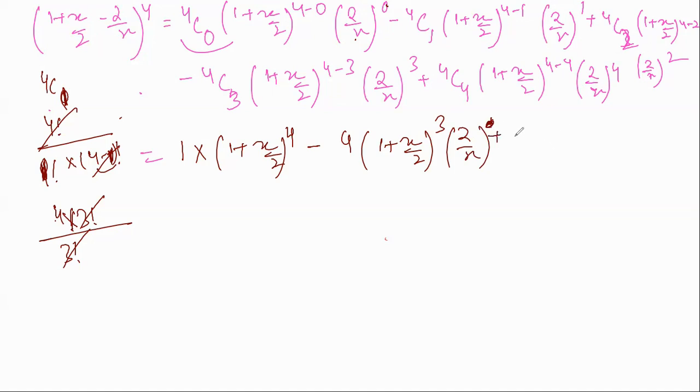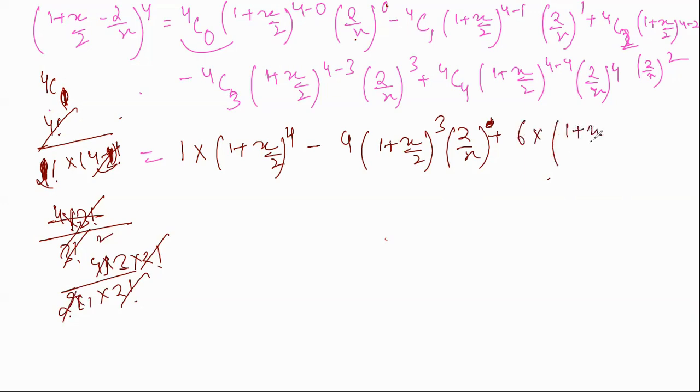Then 4C2: when you open it, it will be 2 factorial and 4 minus 2, which is 2 only. So 4 factorial divided by 2 factorial times 2 factorial. 4 factorial you will open till 2, so 2 factorial cancels out. 2 factorial is 2 times 1, so 4 times 3 over 2 is 6. So 6 times (1 + x/2) raised to the power 2 and (2/x) raised to the power 2.